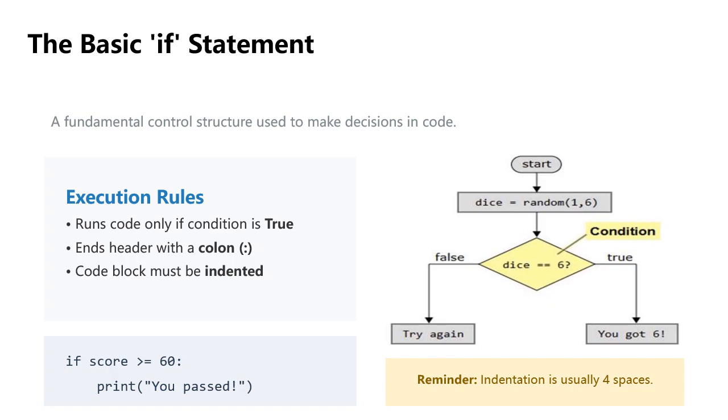Look closely at this syntax. We start with the keyword if, followed by our condition, and we must end that line with a colon. In Python, that colon is mandatory. It signals that a new block of instructions is about to begin. One of the most important concepts in Python is indentation. Usually 4 spaces, this offset tells the computer exactly which lines of code belong to the if statement. Without correct indentation, your code won't behave the way you expect.